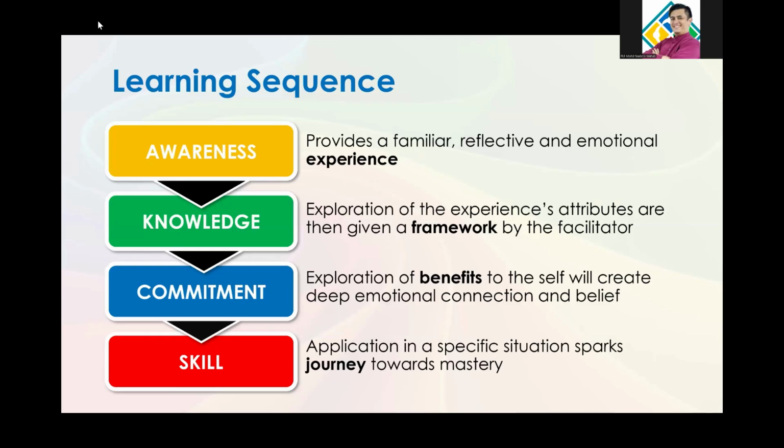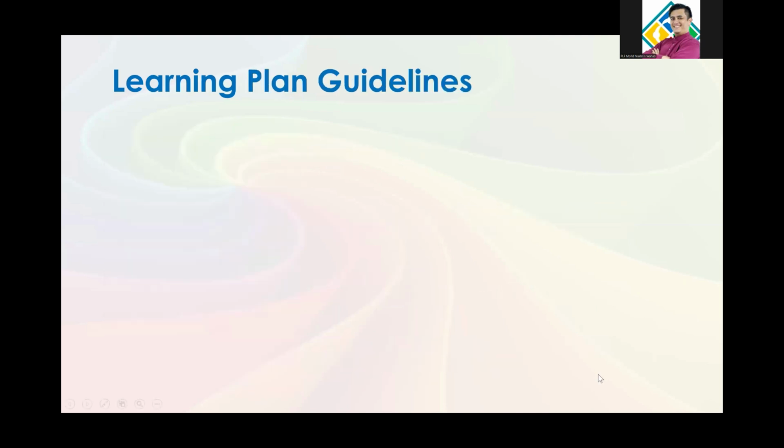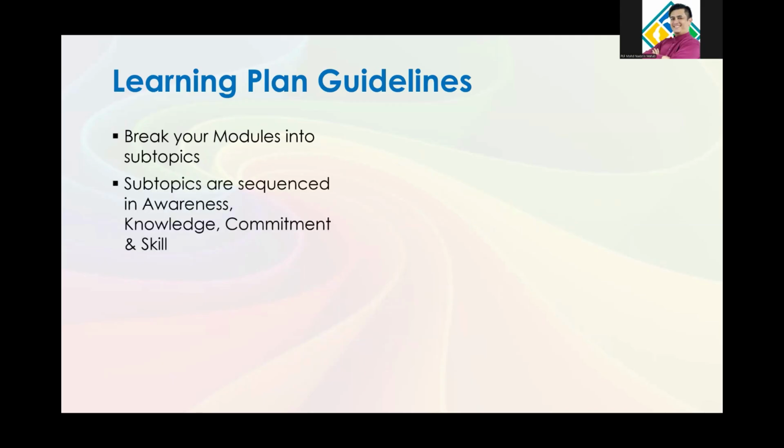5, 4, 3, 2, 1. Fantastic. We are closing in on the end of the night. So let's see what we have. Now that you have your learning objective and you have your learning modules, let's talk about learning plan. So a learning plan is where you break your modules. What is a module? 120 minutes. That's a module. You break it down into subtopics. What are the subtopics? There are 4 of them: awareness, knowledge, commitment, and skill.